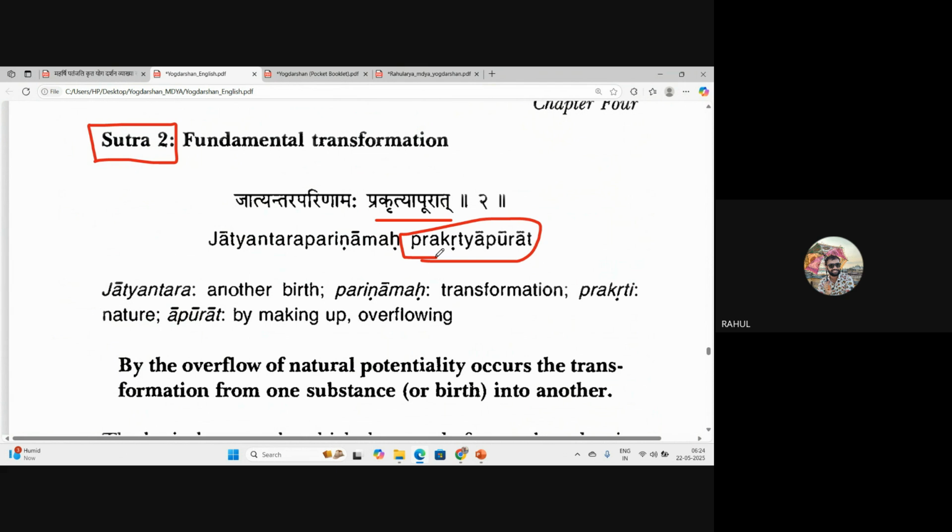Prakrityapurat. Because Prakriti is complete, that's why we are getting this siddhi. All the powers, all the siddhis are present in this world. We are not able to receive those vibrations. As modern science also, they are trying to hear the noise of the Bhagavad Gita, Mahabharata. They are trying to develop that instrument. Maybe they will succeed one day.